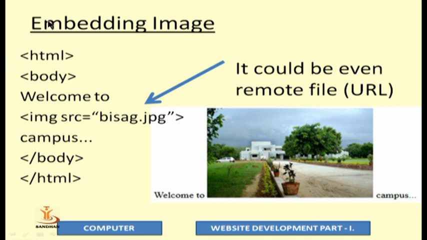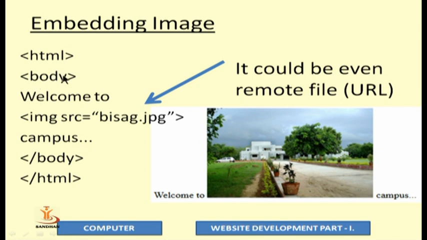This is an example of how you can embed an image in your HTML page. In embedding an image, you can see we have written simple code. Our web page starts with HTML. The second tag we have written is body, which means we want some content to appear. Our program ends with body, and ends with HTML.